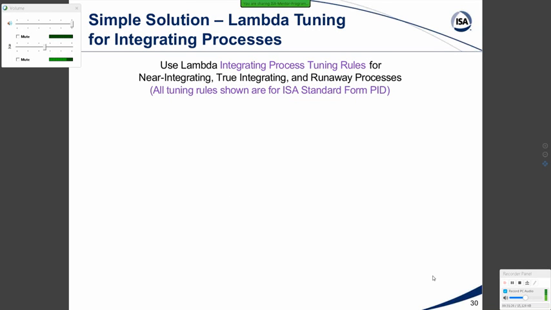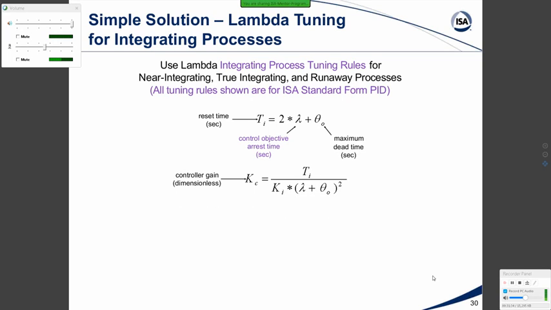So what's the solution? Here, part 3. So we're going to zip through part 3 very quickly. Lambda tuning rules, and the advantage here is we're going to intelligently set the reset time, and then we are going to set the controller gain. Now, the important thing is you got to do it in this order.